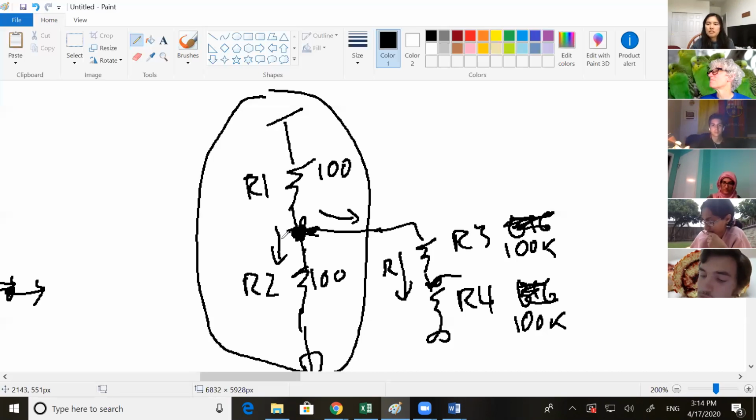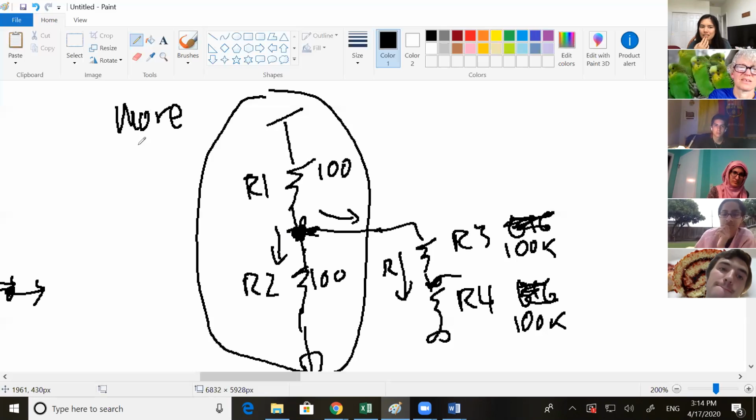What's the cost of making those small, though? Just to rush you a little bit, just because of class. The cost of making those small is you'd get more current flowing through R3 and R4, right? Yeah. That means more power. More power. Exactly.